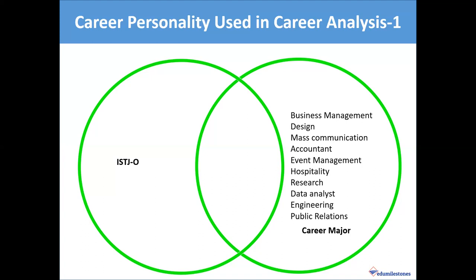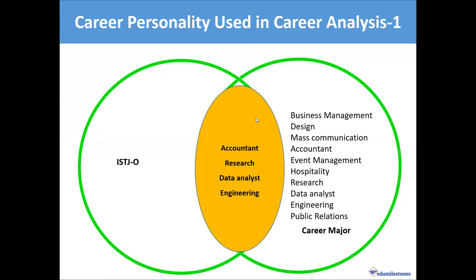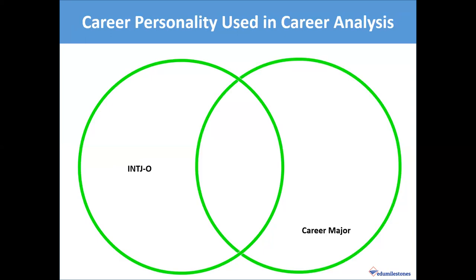Accountant. Research. And engineering. That's all? Yeah. Okay, your answers are 75% right: accountant, research, and engineering. You skipped data analyst. Yes, I was actually a little confused whether it would be an introversion or an extroversion. Data analyst is introvert only? Yeah. Okay. Yes, good. You are actually clear. A small fine tuning is required.